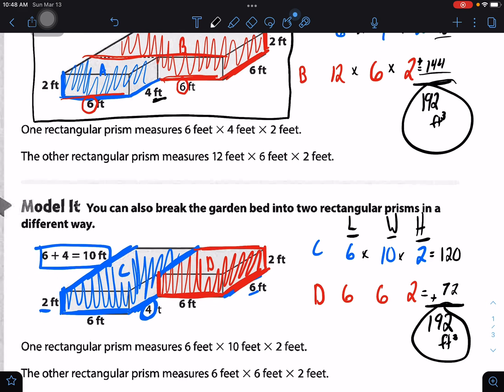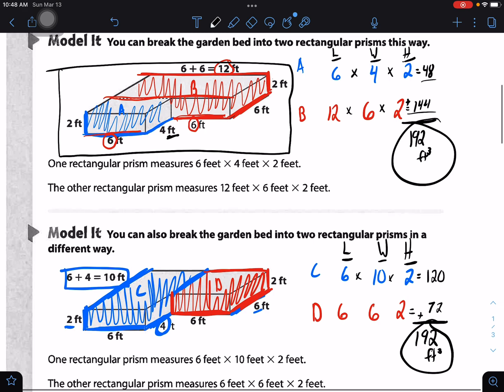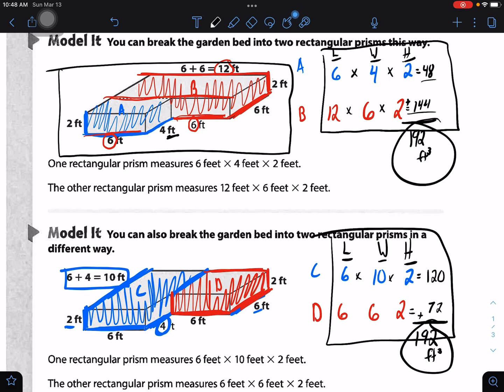So no matter which way you cut these shapes, you get the same answers, so long as you get the correct dimensions. Notice none of our dimensions were the same. Shape A was 6, 4, and 2. None of the others had 6, 4, and 2. Shape B was 12, 6, and 2. None of the others had 12, 6, and 2. So no matter which way you cut the shape, you have to be careful about which numbers you're using.